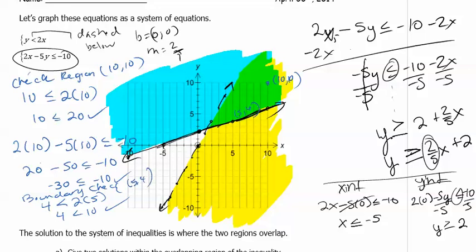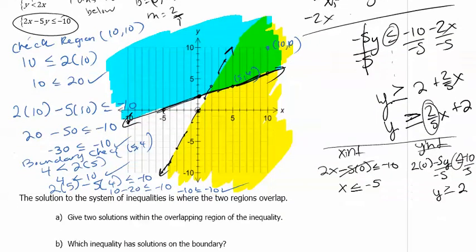Now let's test it in the second equation. 2 times 5 minus 5 times 4 is less than or equal to -10. So that's going to be 10 minus 20 is less than or equal to -10. That leaves me with -10 is less than or equal to -10, and that is true. Okay, so that works on my boundary. So basically, the green region here satisfies both the first inequality, y is less than 2x, and also the second inequality, 2x minus 5y is less than or equal to -10.